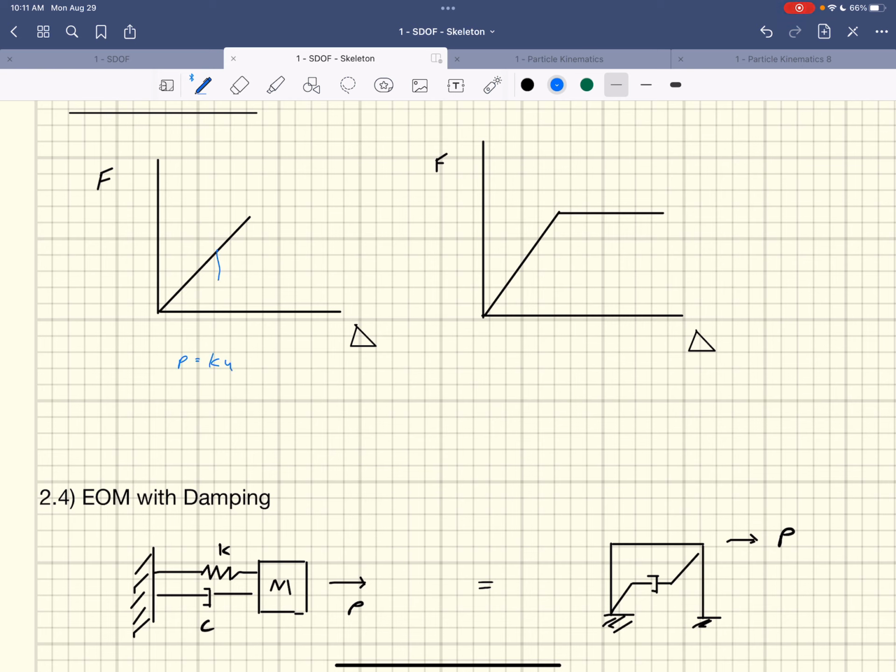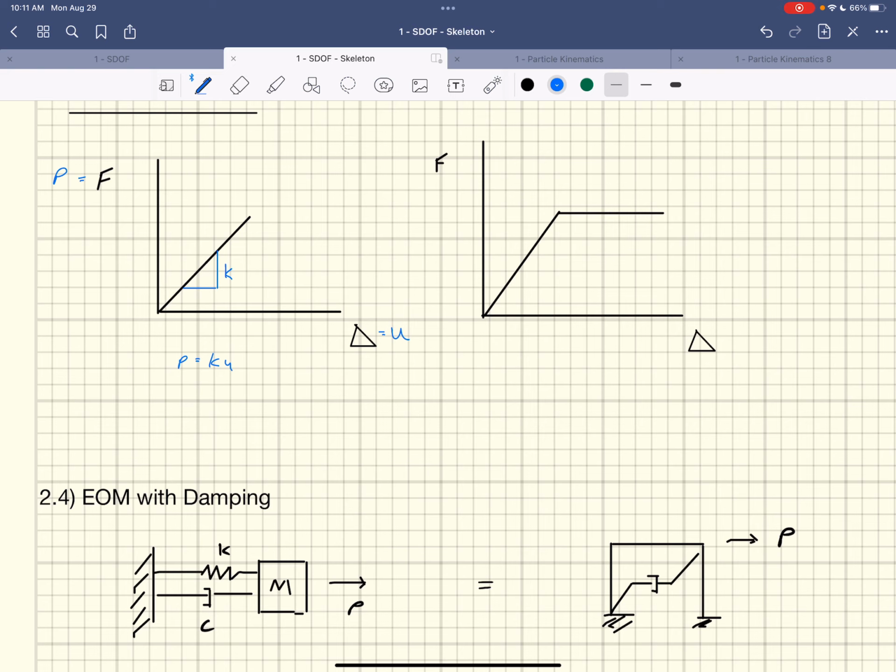This stiffness right here for the force deflection response, that slope right there, is K. So if I want the relationship, this delta is the same as U. If I want force, I just do K times U. This is also P, the way we've been doing it. K times U would give us that, because that's just the slope of that force deflection curve.